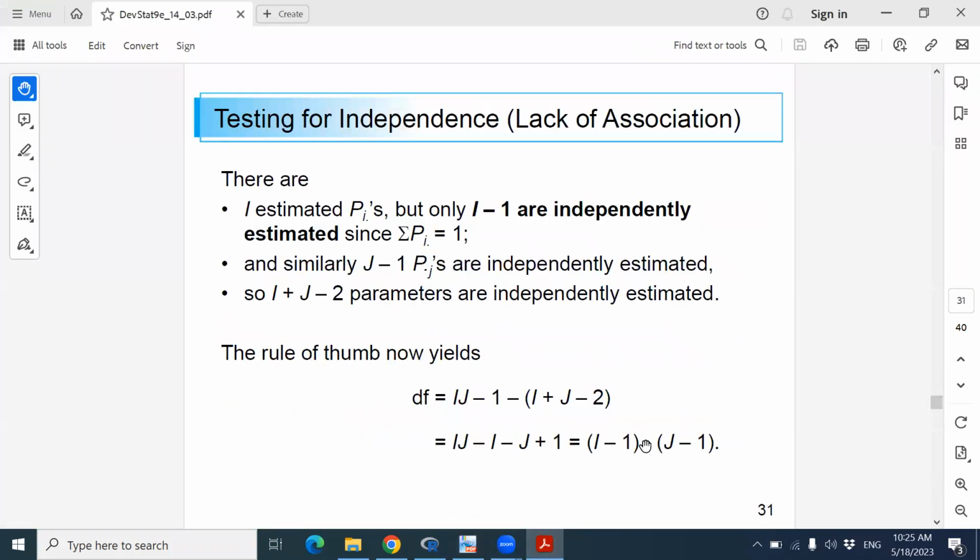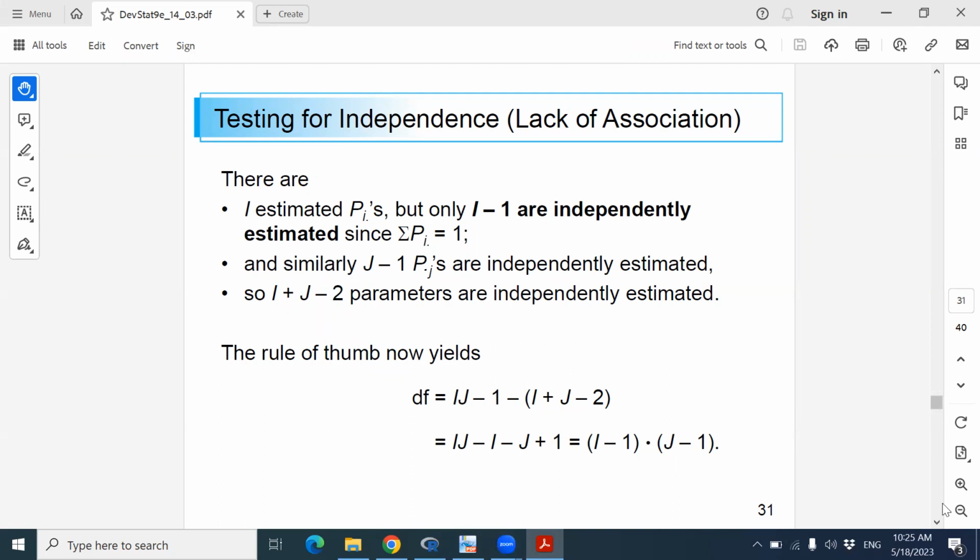So we use I plus j minus 2 to estimate unknown parameters, and the total number that we have, from the previous slide, was ij minus 1. Therefore the free ones are the difference between the two, and you can easily verify it's simply I minus 1 times j minus 1. So that gives the degrees of freedom. This degrees of freedom happens to be exactly the same as in the situation where we test for homogeneity. So you see, the test statistic is identical, and the degrees of freedom is also identical.